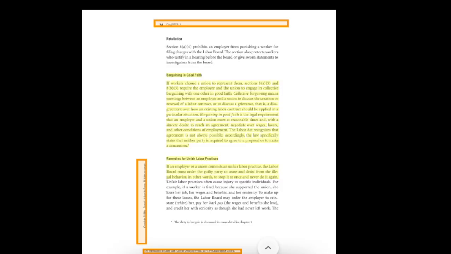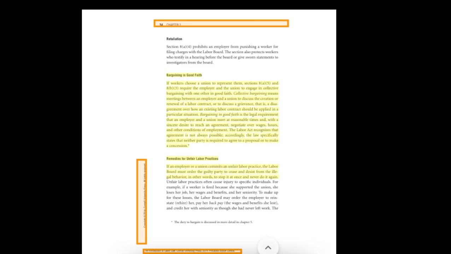Collective bargaining means meetings between an employer and a union to discuss the creation or renewal of a labor contract, or to discuss a grievance, that is, a disagreement over how an existing labor contract should be applied in a particular situation. Bargaining in good faith is the legal requirement that an employer and a union meet at reasonable times and, with a sincere desire to reach an agreement, negotiate over wages, hours, and other conditions of employment.